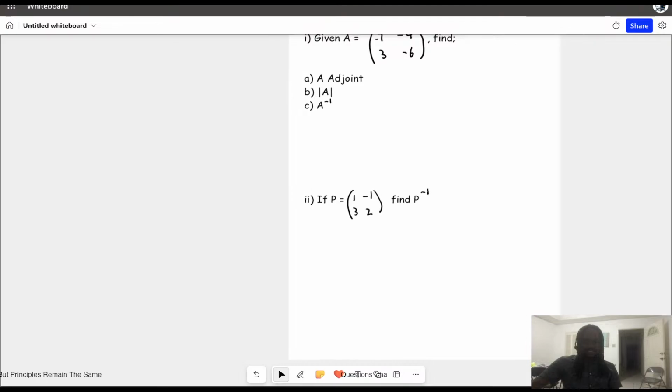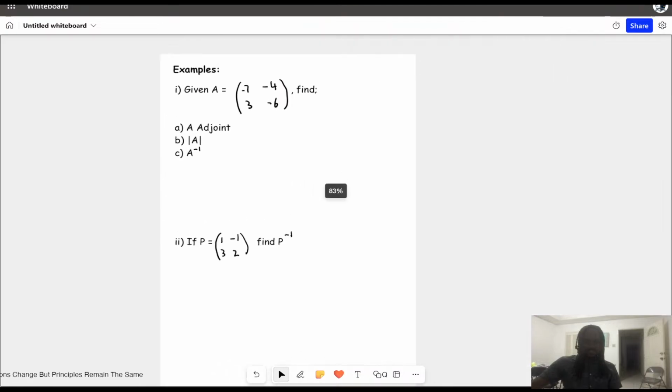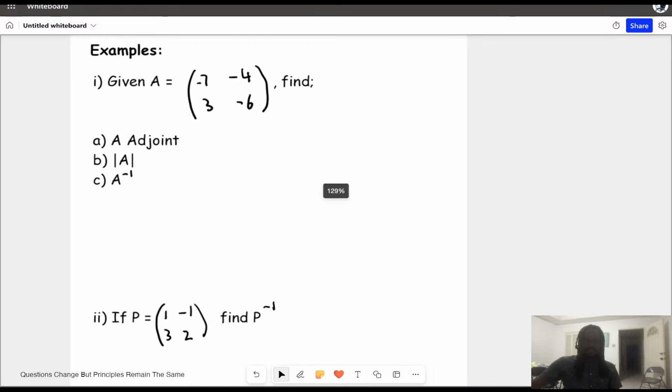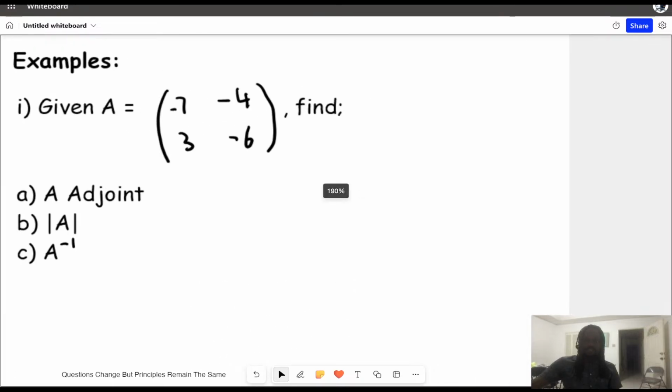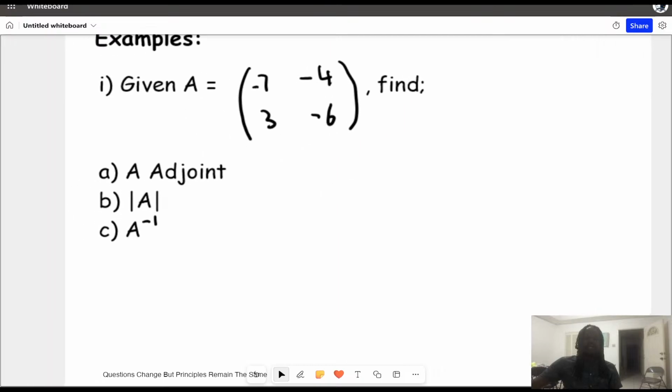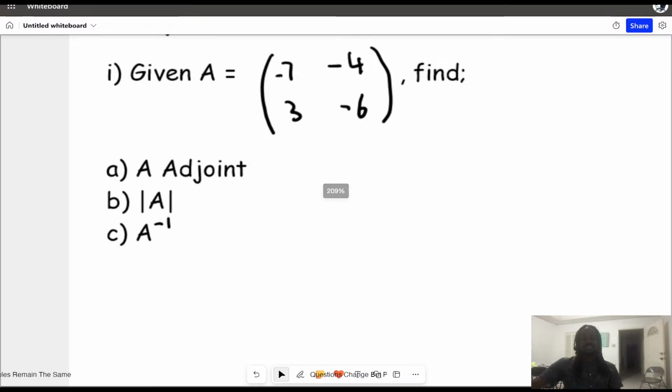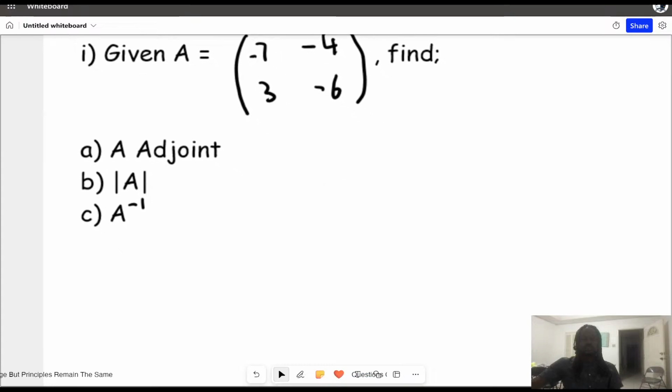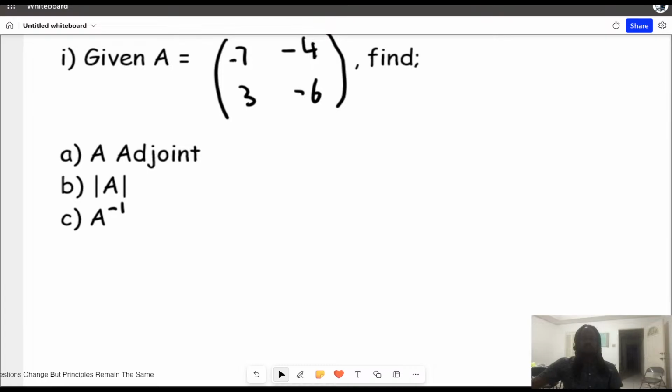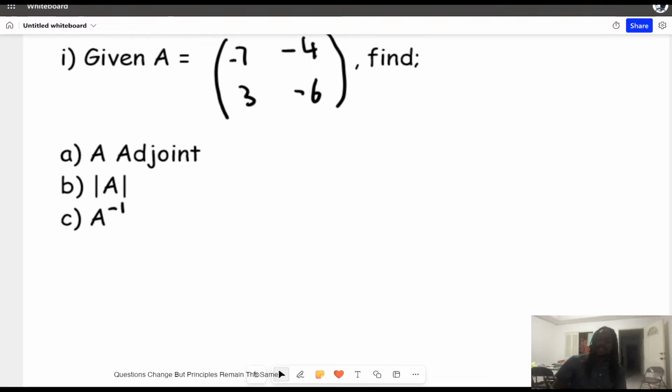Next example. Given A equals negative 7, negative 4, 3, 6, find: the first question says A adjoint. Question B, what does that symbol mean? That represents the determinant. And then question C, what does that symbol mean? It represents the inverse. So we just have to know what our different symbols mean, so when we see them, we know exactly what they want us to find. So A adjoint.